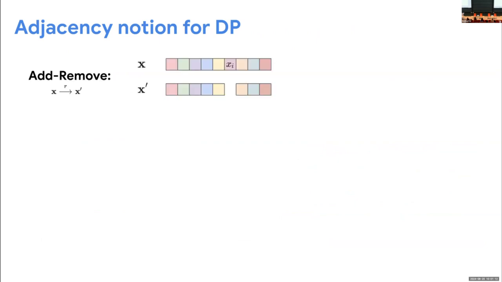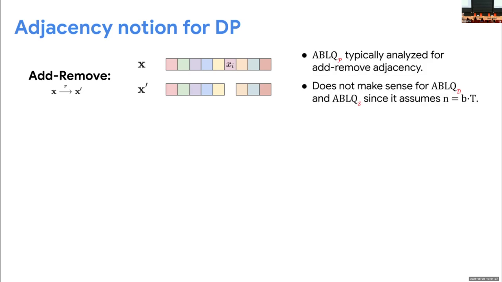So before I get to the results, let me get back to what I promised you earlier about the notion of adjacency that I'm talking about. Typically, the notion of adjacency that is used is add-remove, where you say that two data sets are adjacent if they differ on one example. Sorry, you can get one from the other by adding or removing an example. And this is the typical adjacency that is used for Poisson subsampling.